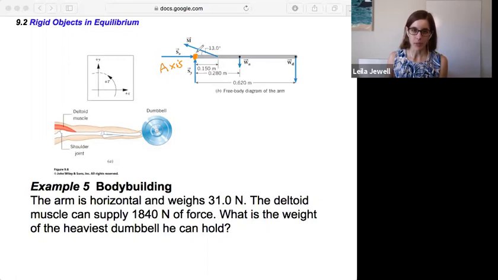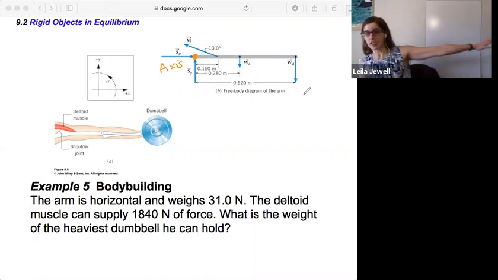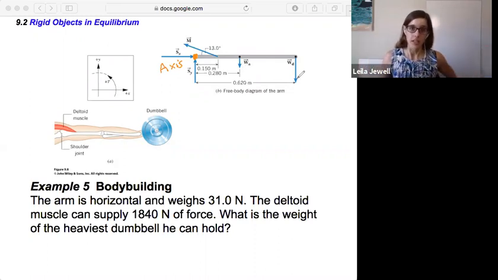The other convenient thing about placing it here is that they've already defined distances in terms of this left part of the arm, where the shoulder is compared to the rest of the arm. They showed the distance to where the deltoid muscle acts, at least on the arm itself, the deltoid muscle being that upper, triangular muscle on your arm. Then the distance to the weight of the arm itself, and finally the distance to the very end of the arm where the dumbbell is being held in the hand. 6.20 meters.